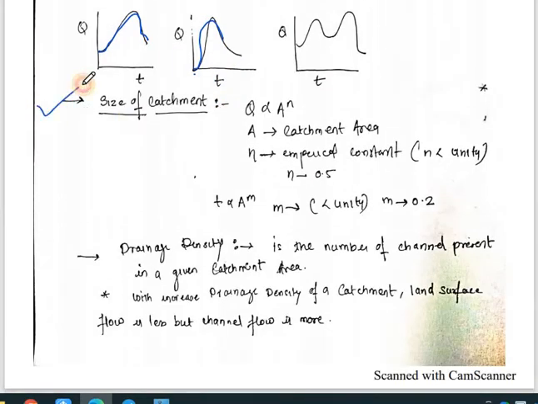Okay. After that, the size of the catchment area. Size of the catchment area plays a very important role. If the size is more, it will ultimately affect the shape of the hydrograph. This is basically the formula behind your catchment area. Discharge is directly proportional to the area. It says that the discharge will depend upon the area. The more the area, the more the discharge. The lesser the area, the lesser the discharge. Where A is the catchment area, and N is the empirical constant, and its value is generally taken as less than unity, that is 0.5.